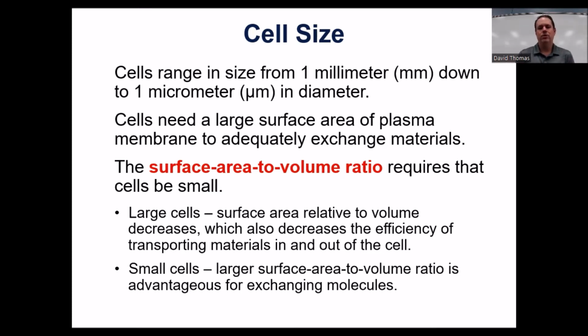The cells have to have a large surface area. Because of this requirement, what's called the surface area to volume ratio, that's the limiting factor of the size range for cells. The larger the cell is, the less surface area it has to move materials in and out of that cell. The smaller the cell is, the more surface area to volume ratio it has, and that allows it to exchange molecules a little more efficiently.